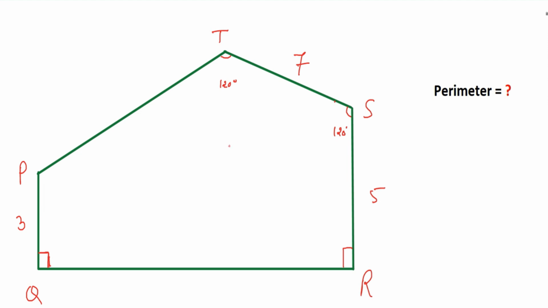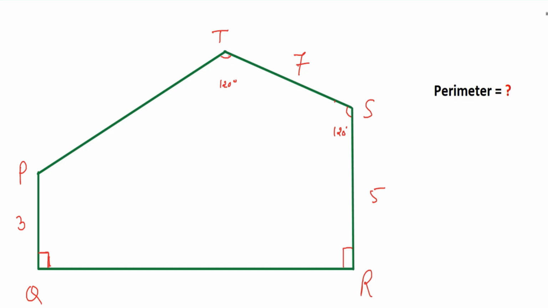So here three sides are given. In fact, we have to find out side lengths PT and QR. If we have these two lengths, that means we will have the perimeter of this pentagon. So in order to find the perimeter of the pentagon, very first we will use some sort of constructions.